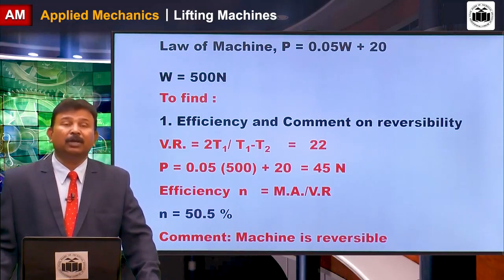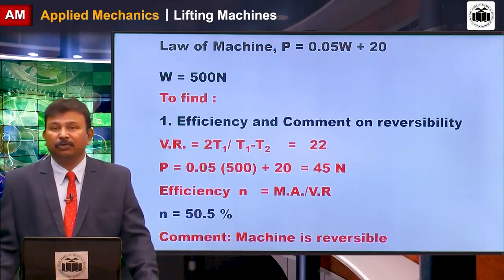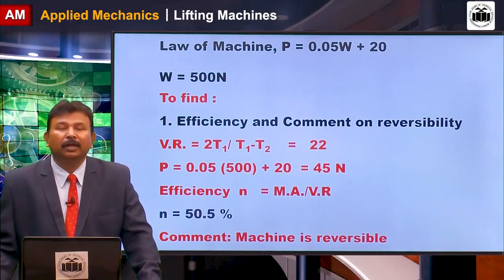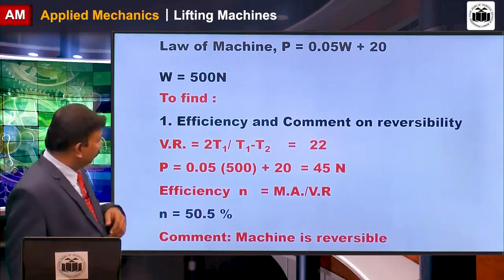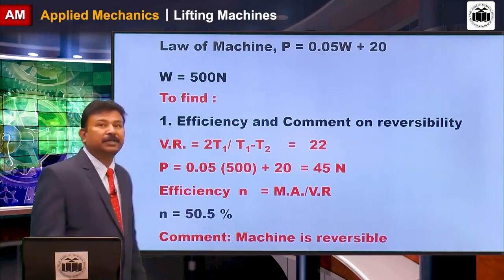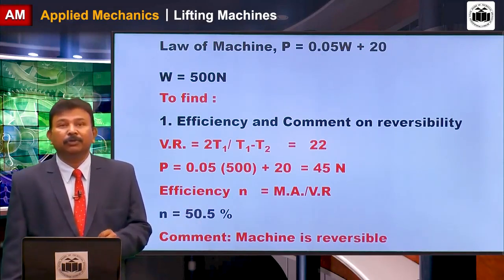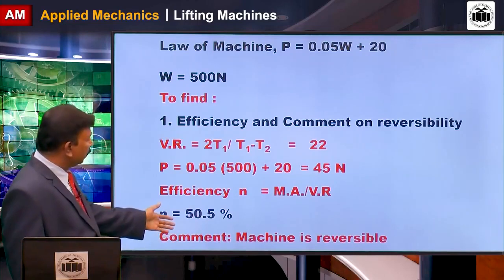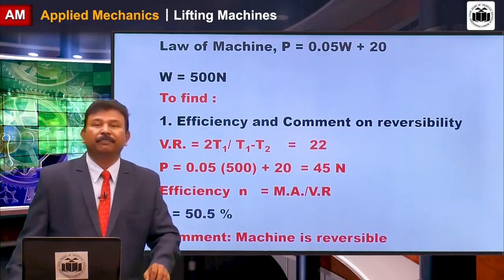Then find out normal efficiency. It is the ratio of mechanical advantage upon velocity ratio. And just see that the value of efficiency is 50.5%. It is not exactly 50. So 50.5% indicates the machine is reversible.